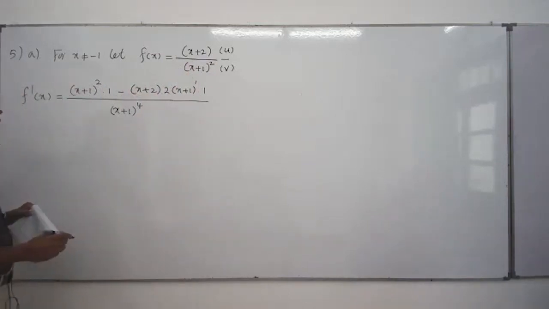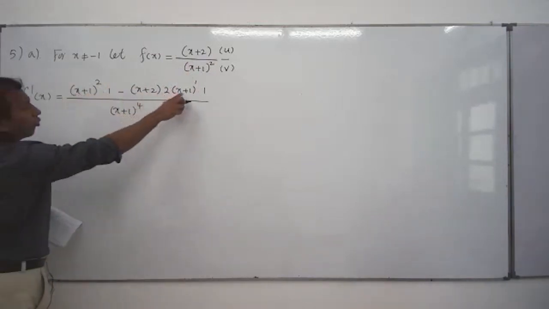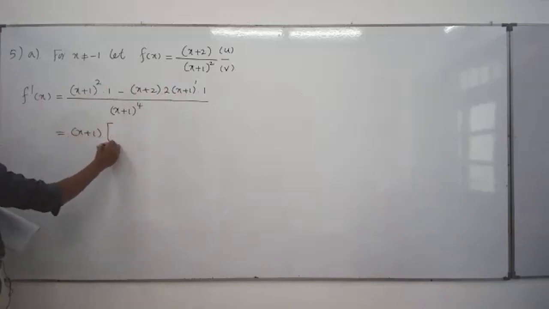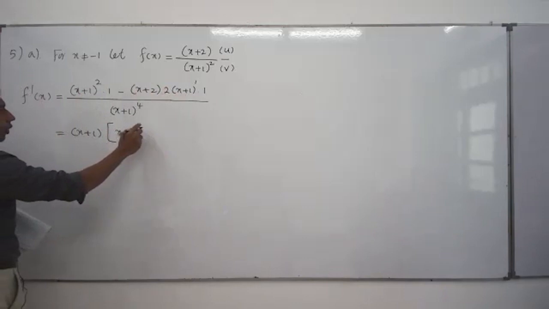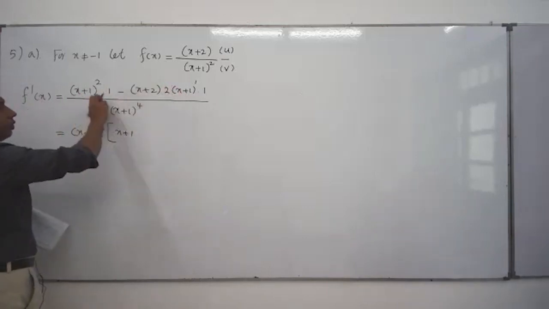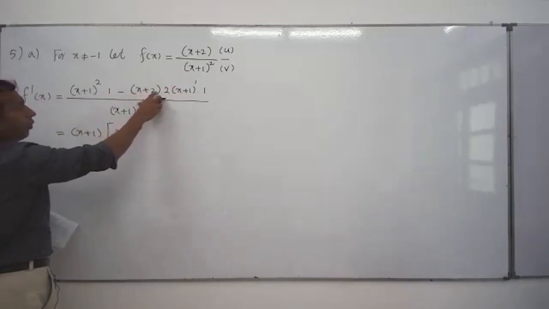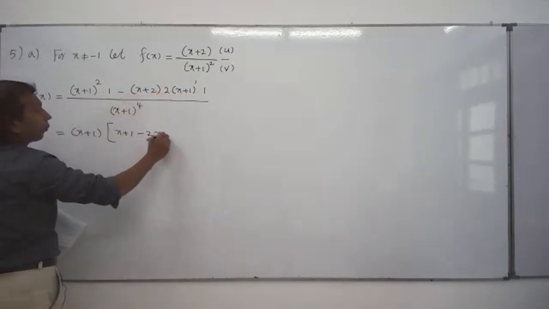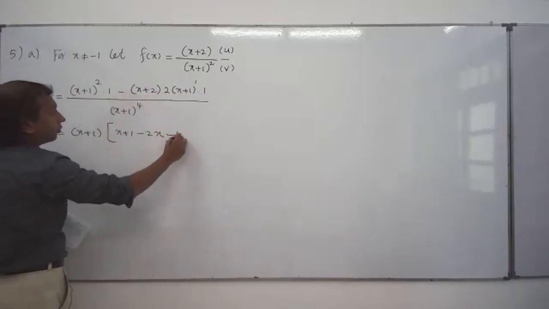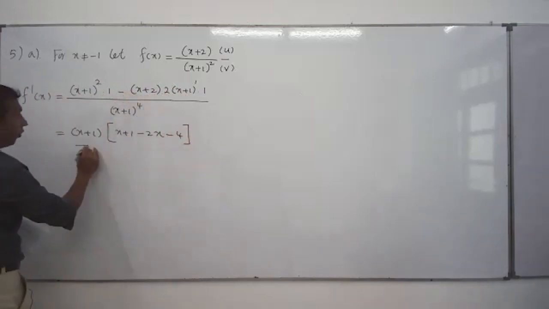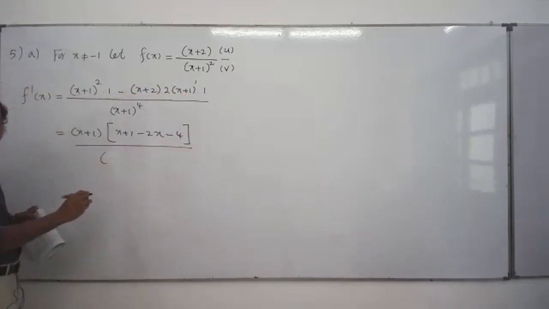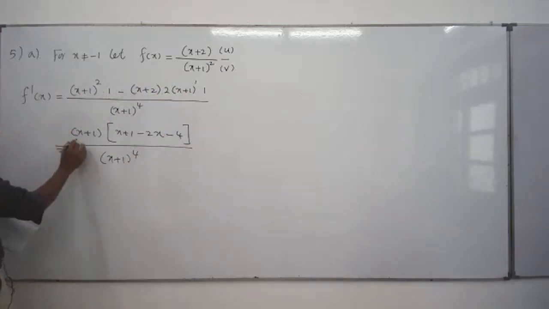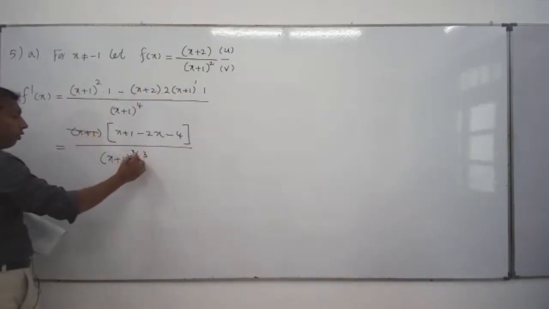Right. Now here we can take x plus 1, here also x plus 1. X plus 1 is common. Take x plus 1 out. Open the bracket here, now x plus 1. When you take x plus 1 out, 2 times x plus 2 we have. Remove the bracket, multiplied by 2. Minus 2x minus 4, divided by x plus 1 to the power 4, right? This and this we can cancel. We get power 3 there.